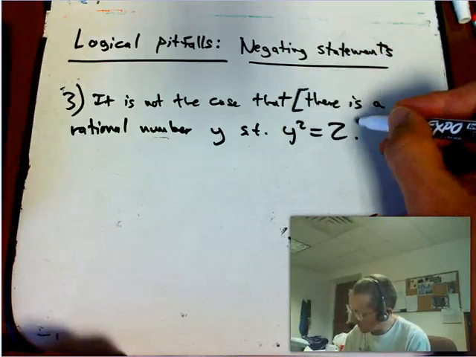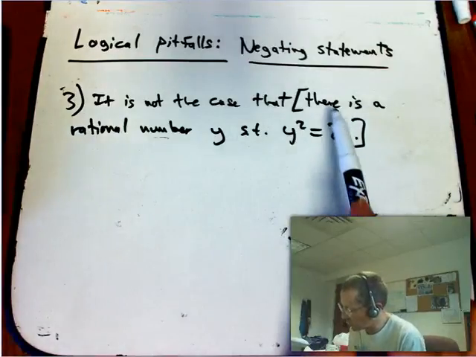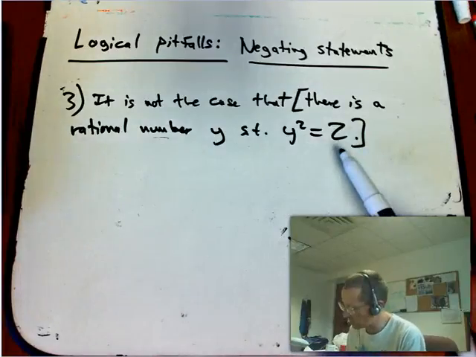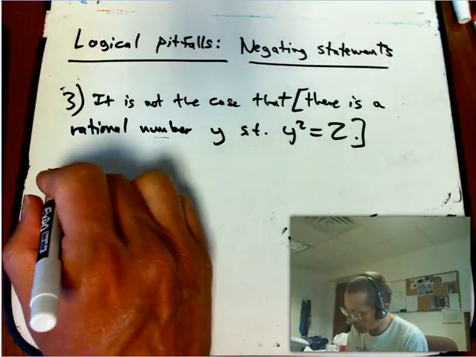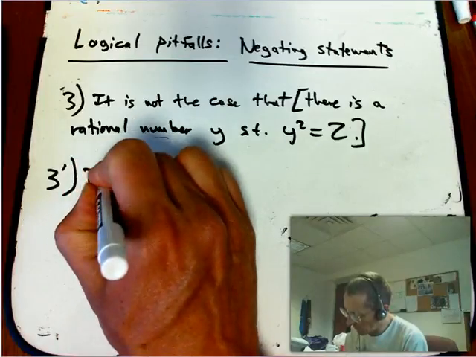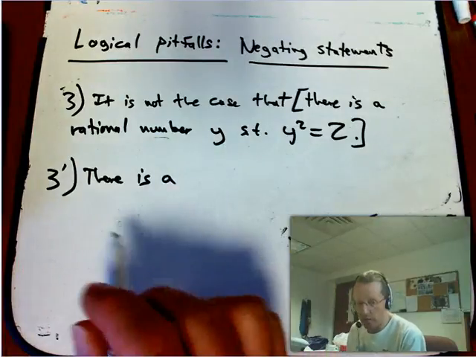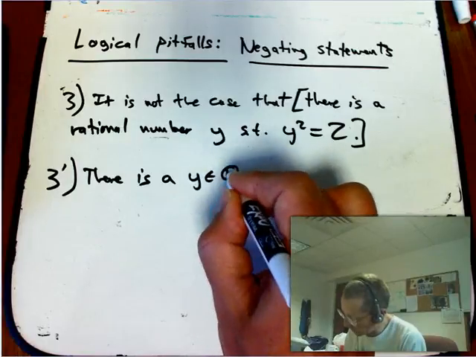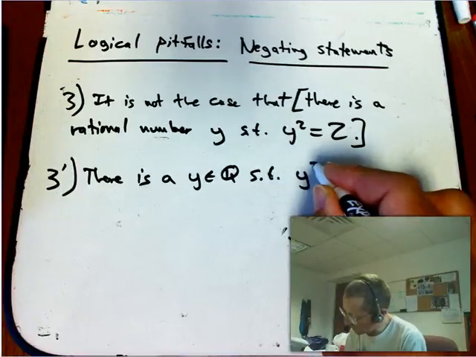So here's the statement that we're negating. And the reason we want to negate this one is this is a false statement. This is the assertion there is a rational number y such that y squared equals 2. That's the assertion that the square root of 2 is rational. We know that's not true. So we want to negate that. Well, what's an equivalent way to say that? Again, the inequivalent way would be: there is a y, a rational number, such that y squared is not equal to 2.